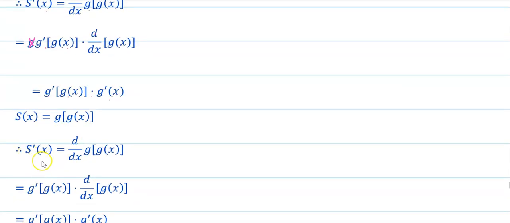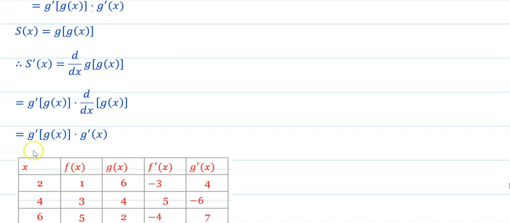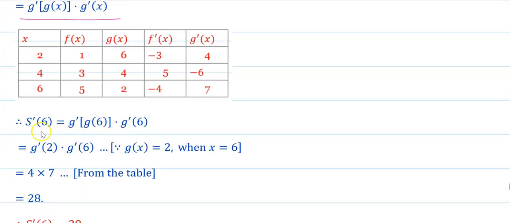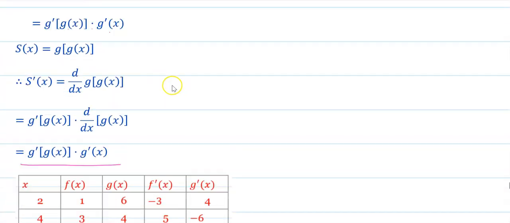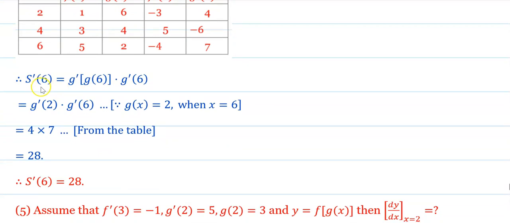Therefore, s dash of x is equal to g dash of g of x into g dash of x. Now we want to find s dash of 6. We need its value. s dash of 6 is equal to g dash of g of 6 into g dash of 6.